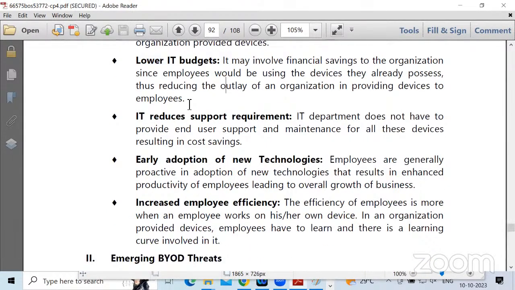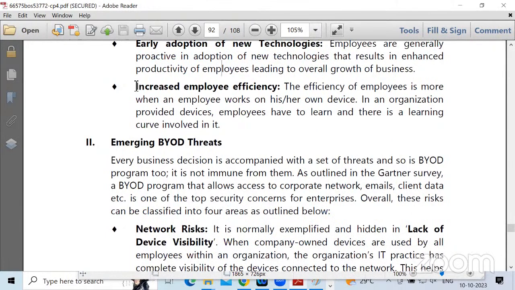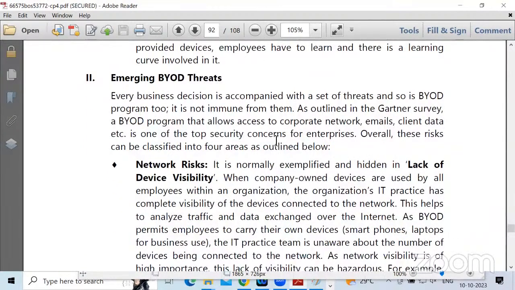Lower IT budgets, because the company need not spend on purchasing the infrastructure. It is brought by the workers. It reduces support requirements. If it is maintained in your office, there should be a support team or a maintenance team which has to take care of the computers. But you are maintaining that, therefore no necessity. Early adoption of new technologies: 5G has arrived. BSNL, even now 4G is not updated, but Reliance Jio and others have enabled 5G, and they are providing different services to all the clients. Similarly, when the technology is upgraded, immediately we will upgrade, because we are using it for our purpose. Increased employee efficiency: since you are using your own computer, your laptop, your PDA, it is faster, and efficiency improves.